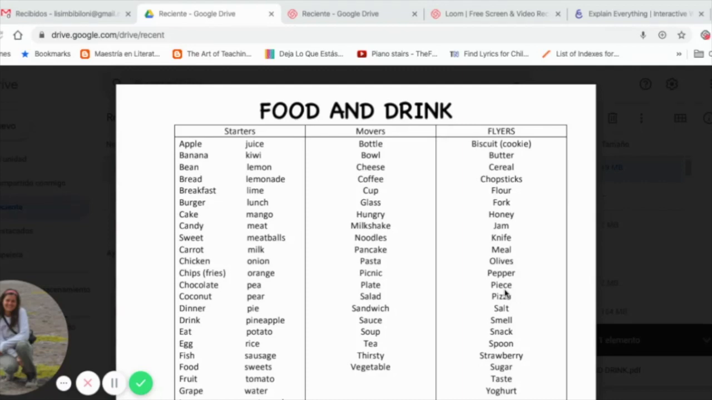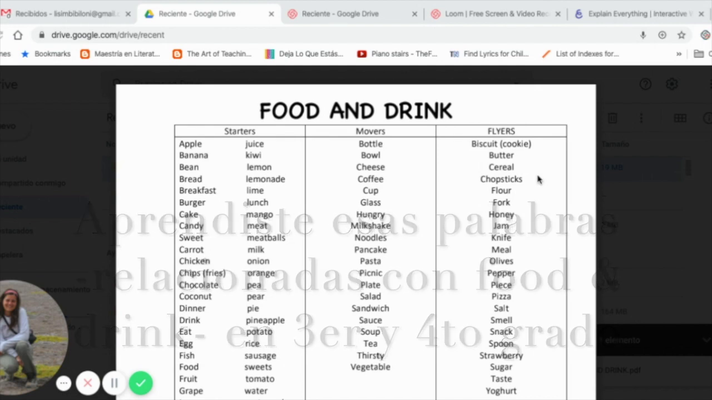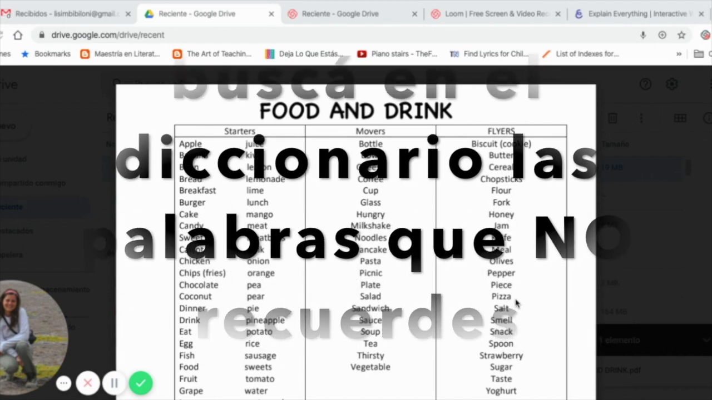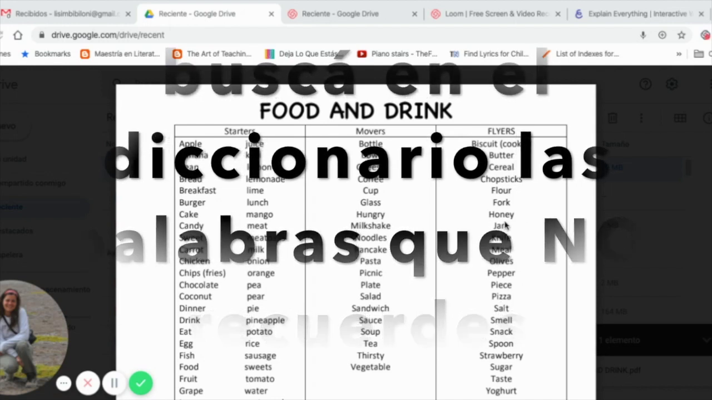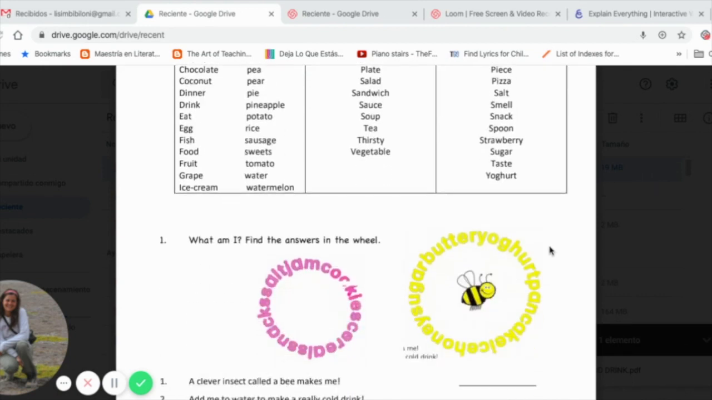Our activities for today. These are the words that you learned in 3rd grade. These are the words that you learned in 4th grade. And these are the words that we are going to learn during this year. But look, there are some words that you already know, like pizza, honey. Maybe you don't know the meaning of chopsticks. Let's see what's the meaning of that.